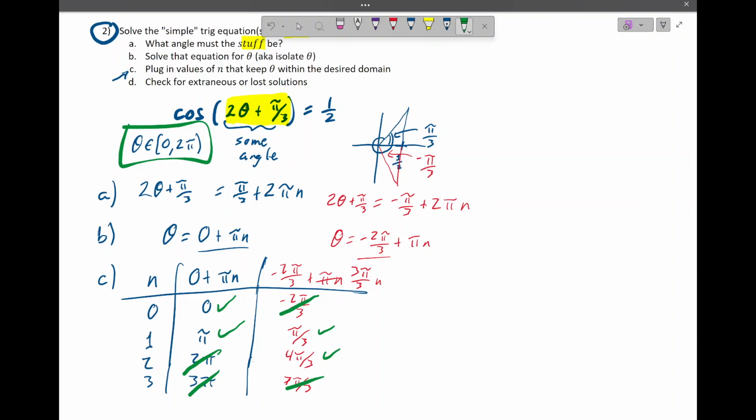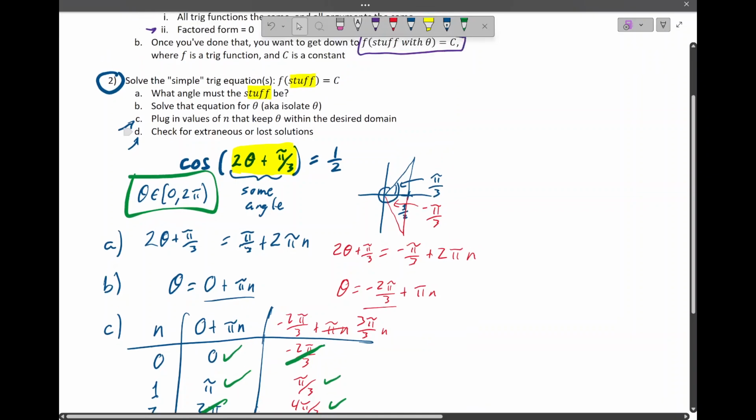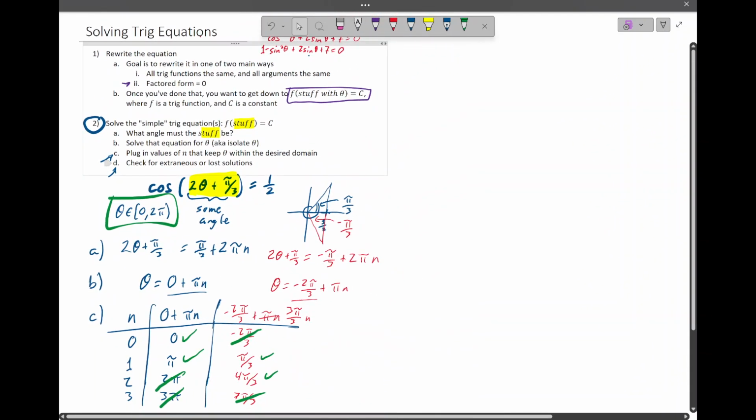The last step would be to check for extraneous solutions. That's going to be step D. But because I didn't start with an equation at the very beginning, this example will not have that. So I'm going to save that for the next video. But again, hopefully this helps you have a little checklist of things to do.